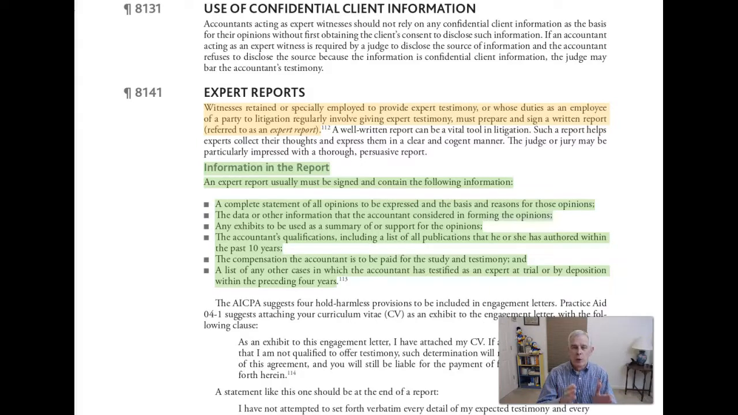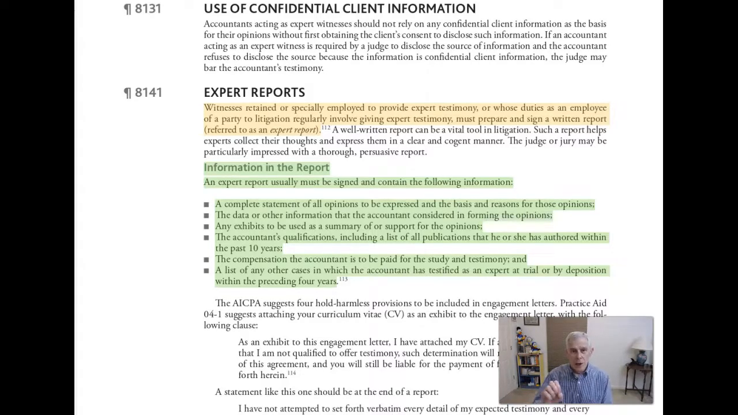You put that into a report, an expert report. It must be written, must be signed. So what goes in the expert report? So you can see here, it must contain a complete statement of all opinions to be expressed. That's your opinion, and the basis and reasons for those opinions. The basis is a lot of the work that you'll put in the report as like exhibits in the back.